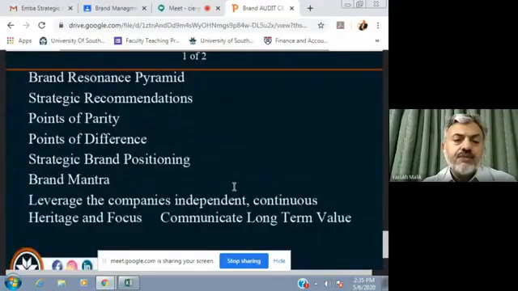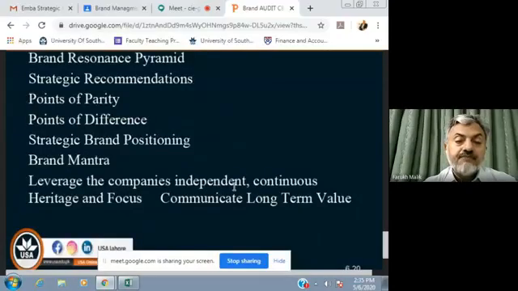Brand resonance pyramid, strategic brand recommendations are made in this brand exploratory stage. Then you have to come up with points of parity that your brand has with other competitor brands, the points of difference that your brand has with the competitive brands. What is the strategic brand positioning that you and your company and your team has come up with?